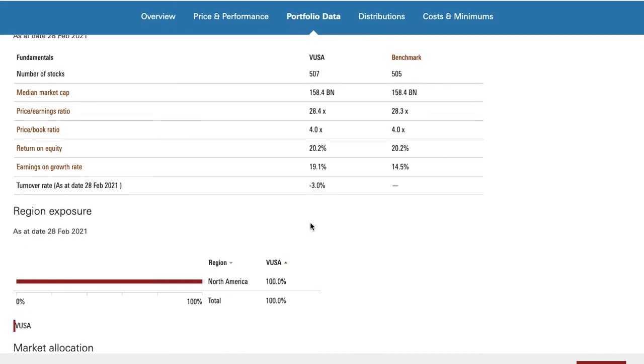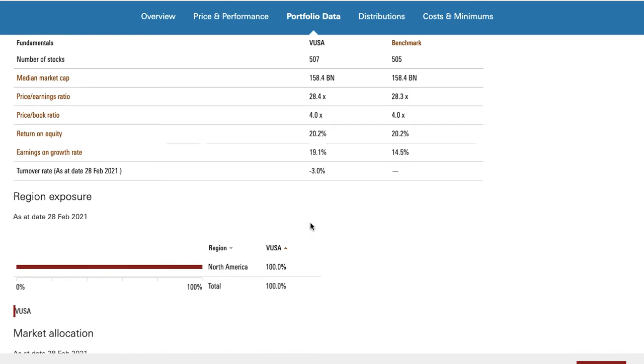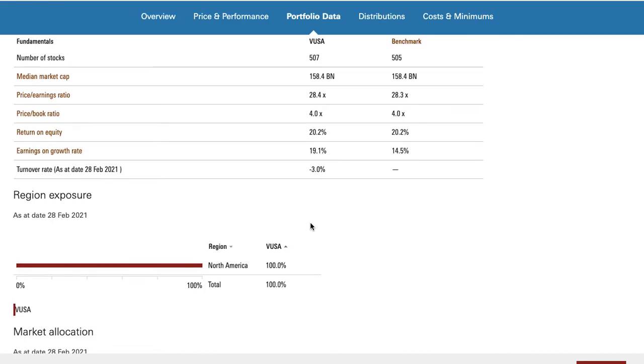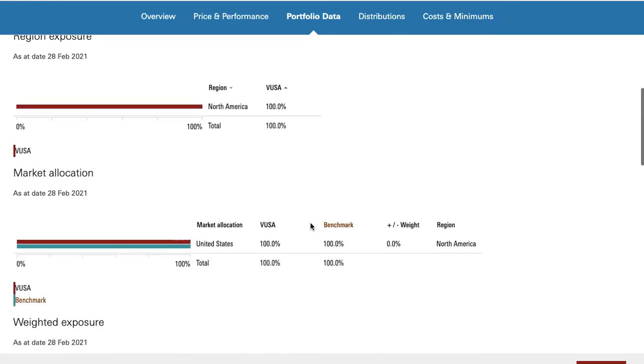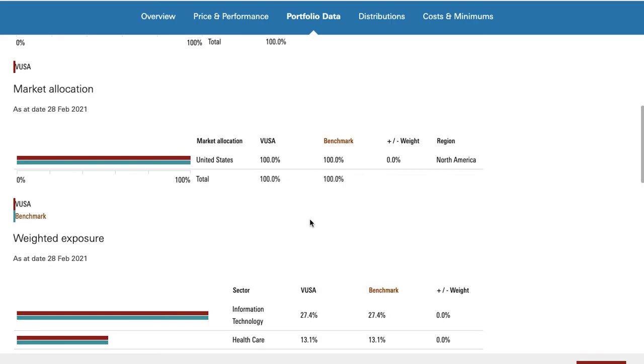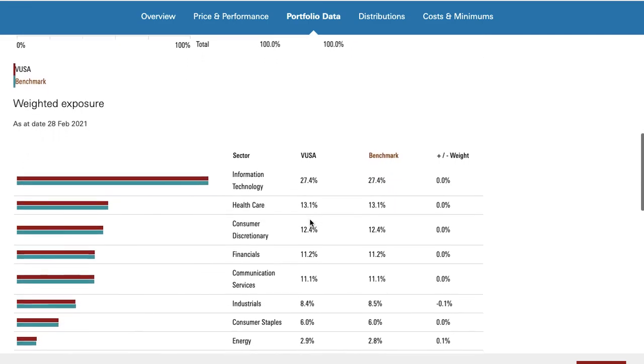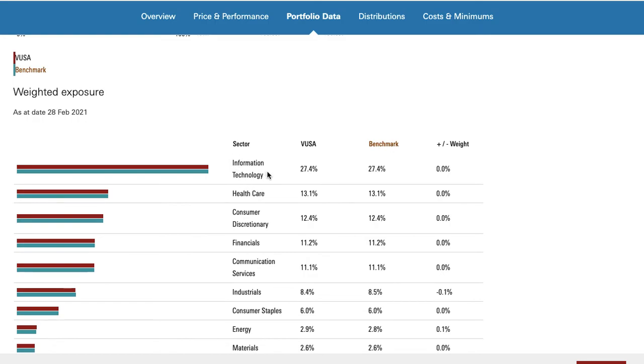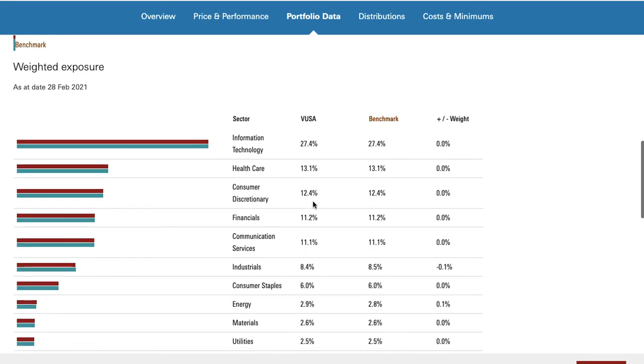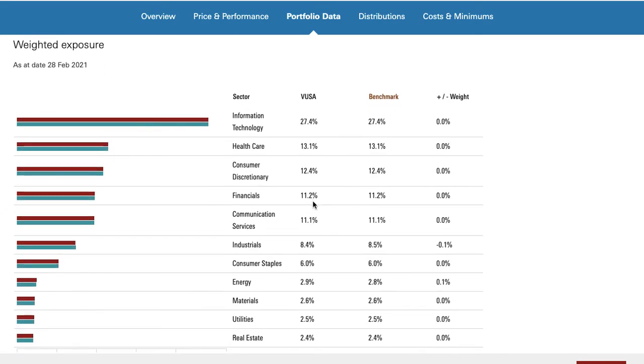Let's see what the geographical diversification is like. Well, since it's US stock, it's 100% North American, but you will see that it's not true, because most of these companies operate globally. So here we're going to see the exposure in sectors. As you can see, information technology is almost 30%. Healthcare as well, so it's quite nicely diversified across different sectors.